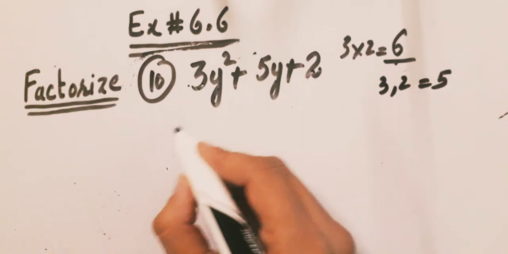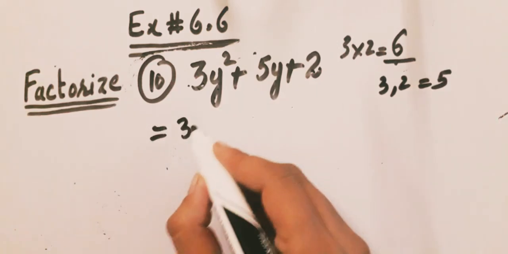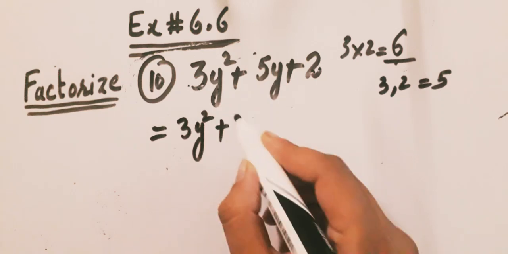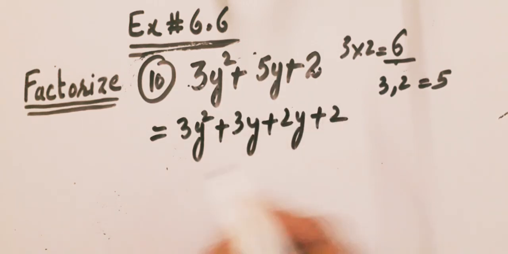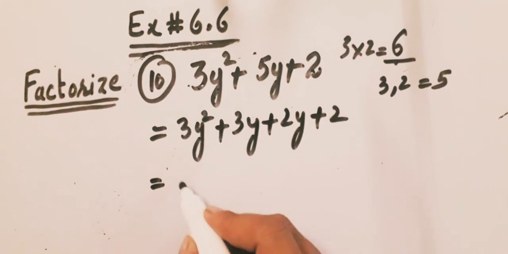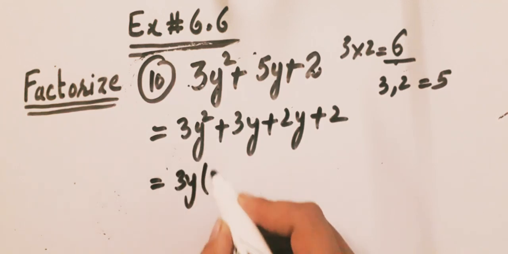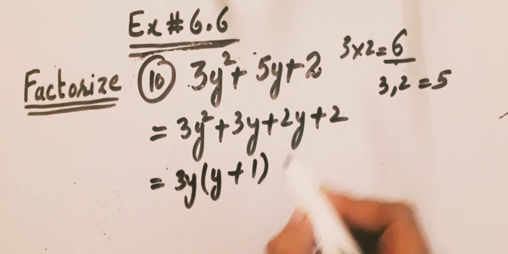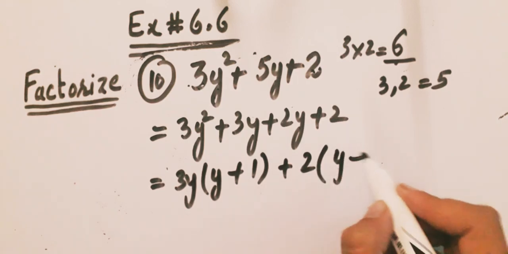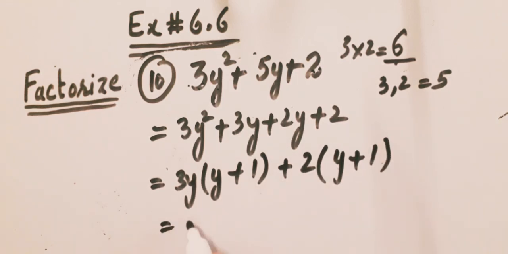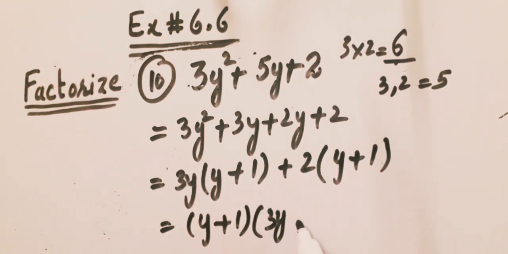So you will write 3y square plus 3y and plus 2y plus 2. Now you will take 3y as common, remaining is y plus 1, and plus 2 as common, remaining is y plus 1. So y plus 1 will be taken as common and remaining is 3y plus 2. So this is the answer of this question.